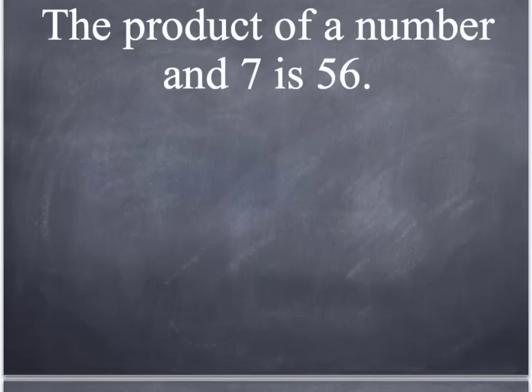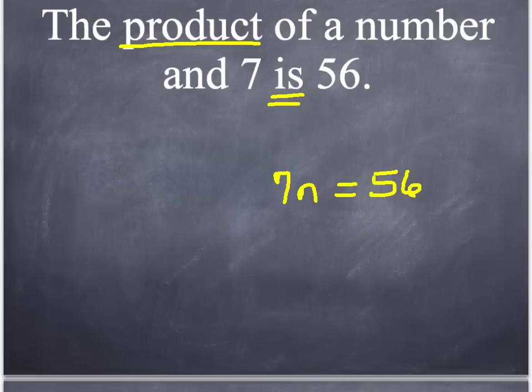Here we're going to have another equation. I know it's an equation because we have is in the problem. So is 56, the product of a number and 7. So product, that indicates multiplication. The variable you use really is going to be up to you. It doesn't really matter. I'm just going to use n as my variable. So the product of a number times 7 is 56. We typically write it this way, 7n. You could also write it this way, n times 7 equals 56.